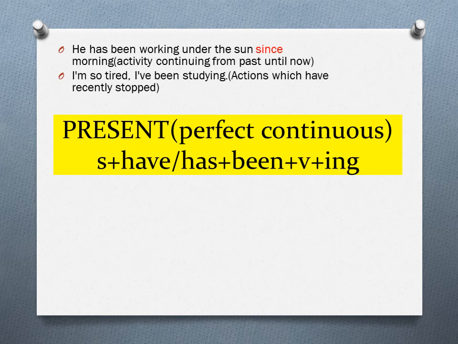Third category. I have worked. I have not worked, or I haven't worked. Have I worked? We have worked. We haven't worked. Have we worked? They have worked. They haven't worked. Have they worked? He has worked. He hasn't worked. Has he worked? She has worked. She hasn't worked. Has she worked? It has worked. It hasn't worked. Has it worked?